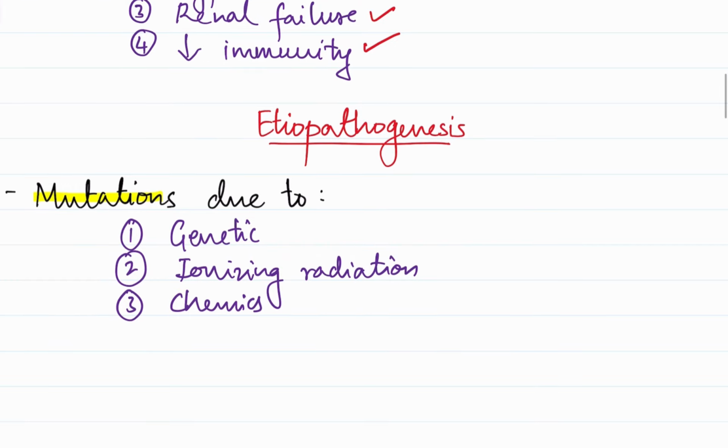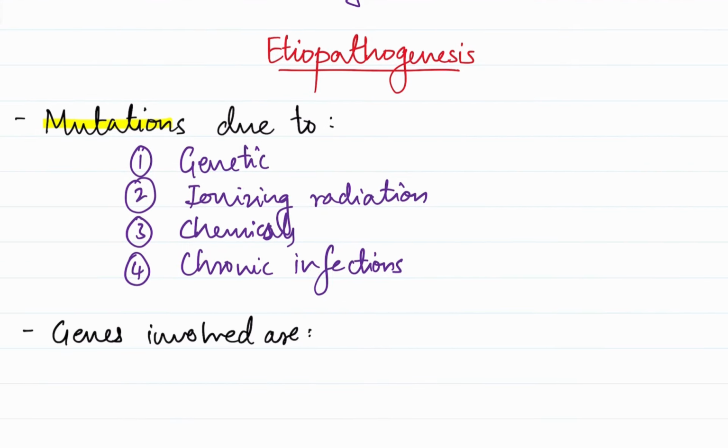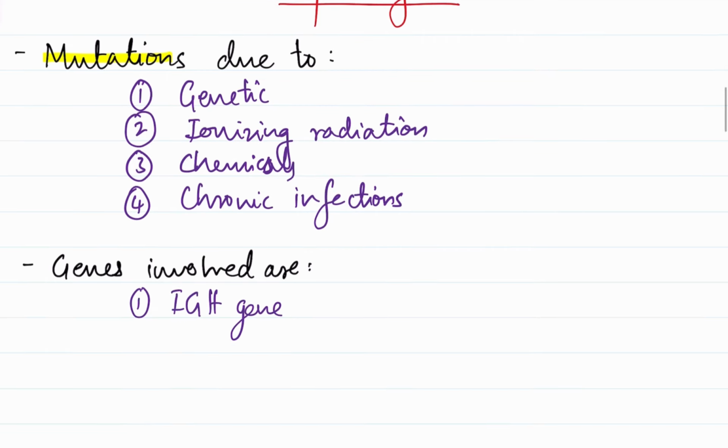And it could also be due to chronic infections. Chemicals and chronic infections. So these are usually, as we know, the usual etiologic factors for any mutation. Now, what are the genes which are involved? So the genes involved are, firstly, the IGH gene. The IGH gene is involved. Then the other one is the cyclin. We know cyclins are cell cycle regulators. So cyclin D1, D3 are involved.